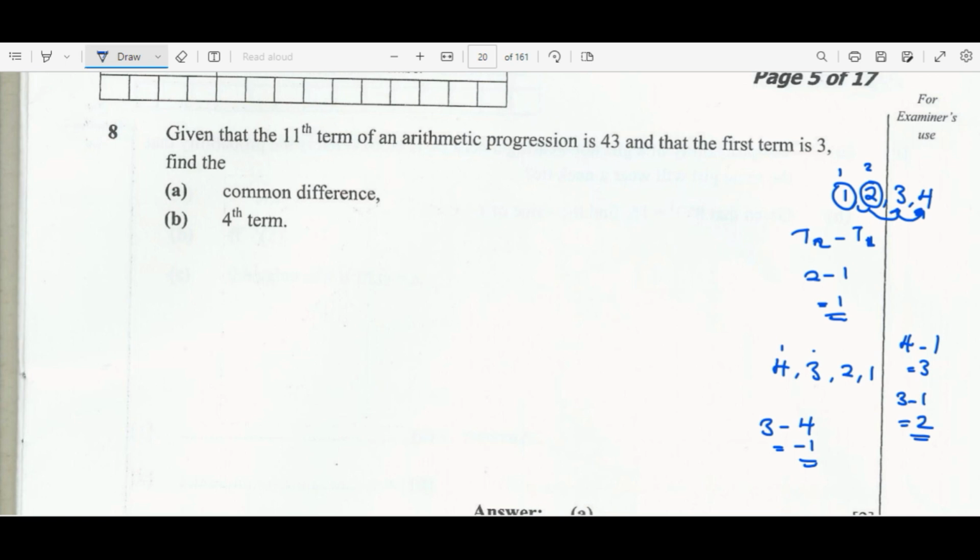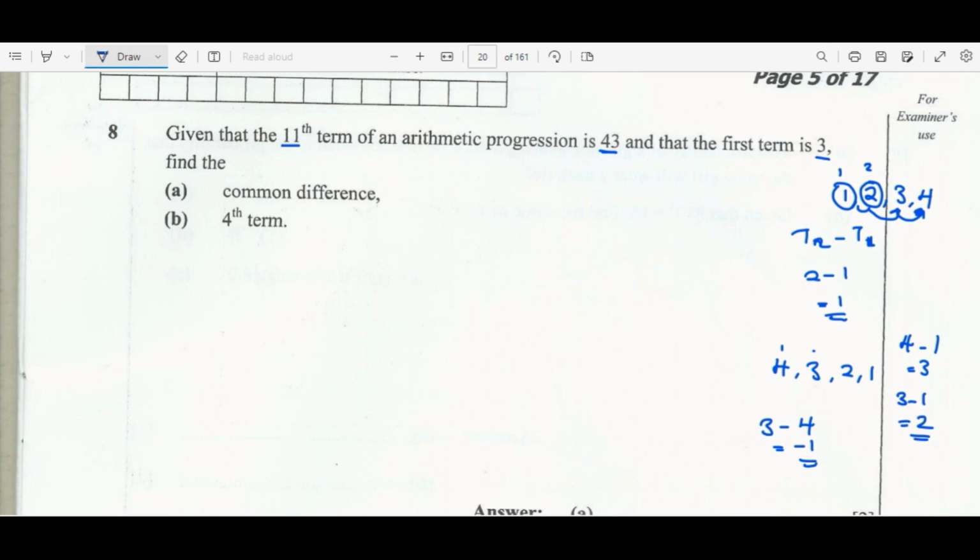Now in this question, it is different. They've said given that the 11th term of the arithmetic progression is 43. So we've been given the 11th term, which is 43, and that the first term is 3. Now find the common difference. So if we want to find the common difference, we're going to look at the formula that we use to find the nth term. Because we've been given the 11th term, 43, and also the first term, obviously the one thing that is remaining here is the difference.